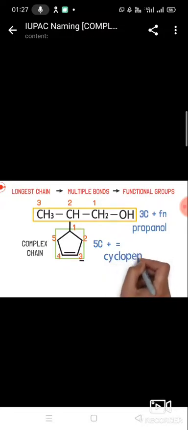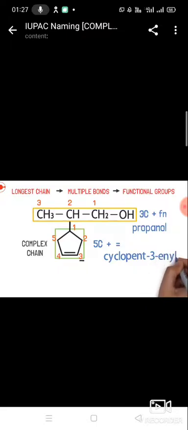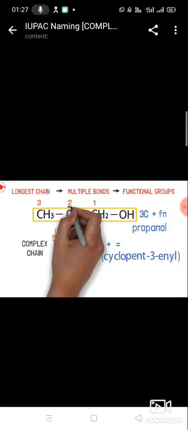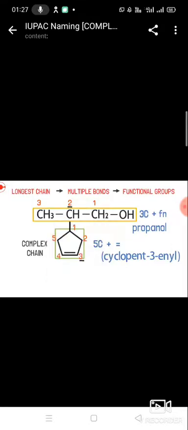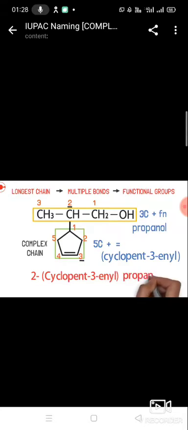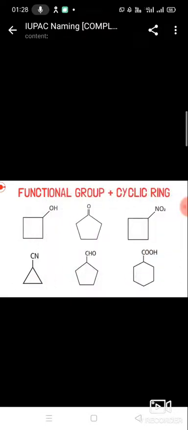So cyclopent-3-enyl. If it is a cyclic compound with a double bond, it is known as enyl. In the second carbon atom, this group is attached. So 2-cyclopent-3-enyl propanol, because of the OH group. So 2-cyclopent-3-enyl propanol.